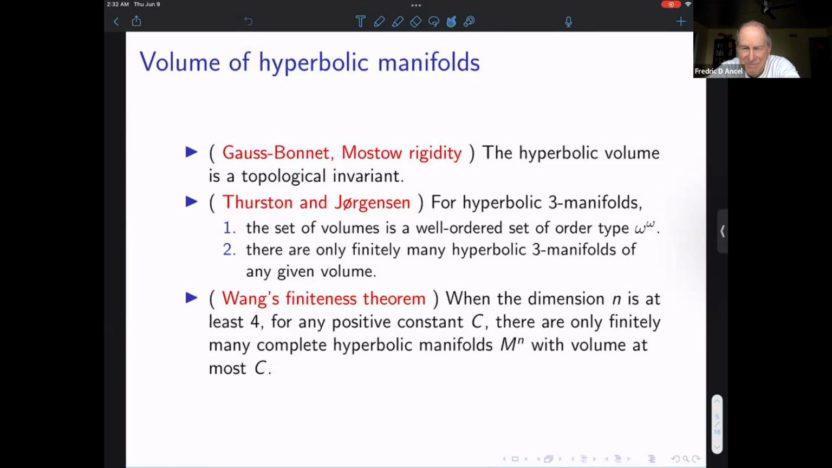The set of volumes of hyperbolic 3-manifolds is a well-ordered set, and the order type is omega to omega. And for any given volume, we have only finitely many such hyperbolic 3-manifolds. And for dimension at least 4, we have one finiteness theorem. This theorem tells us if we give the volume an upper bound, then we have only finitely many such hyperbolic manifolds.